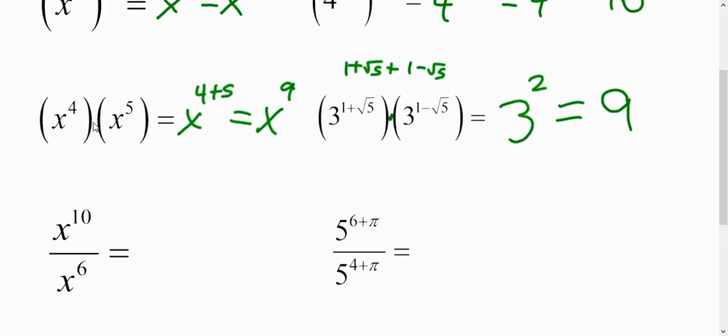So these last 2 examples, we did multiply things with the same base. Now we're dividing things with the same base. When you multiply, you add exponents. So when you divide, you subtract exponents. So we got x to the 10 minus 6, which is 4, x to the 4th.